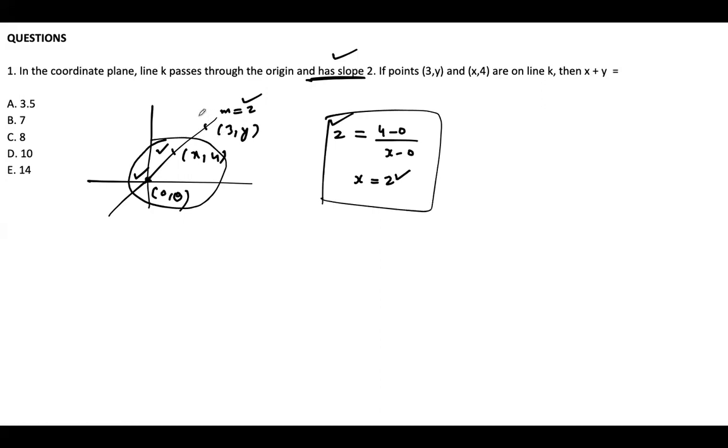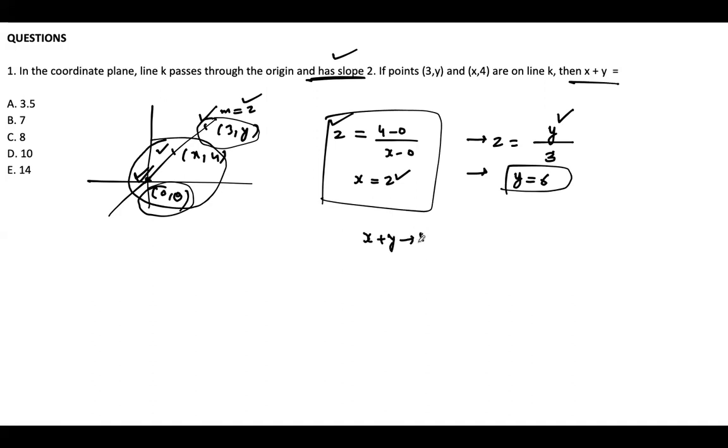Similarly, using the origin and the point (3, y), can you find the slope of the line? Yes. 2 is equal to y minus 0, which is y, divided by 3 minus 0. So y is 6. What would x plus y be? 8. Very good.